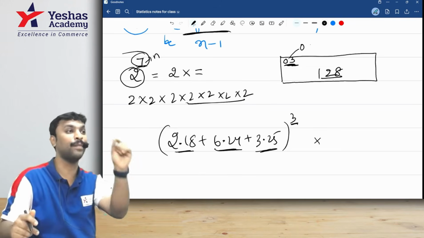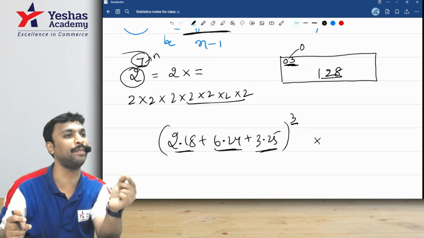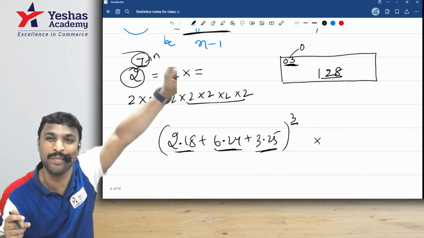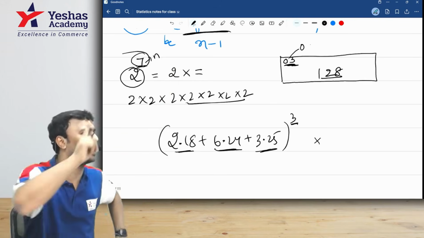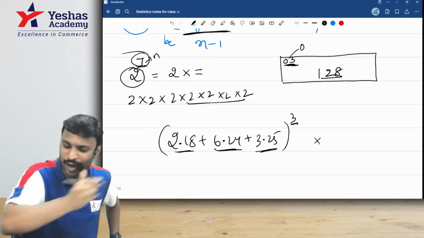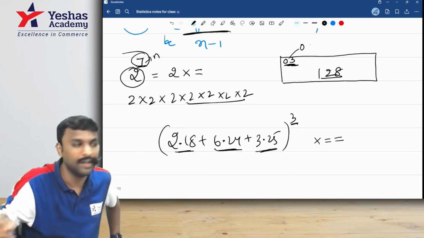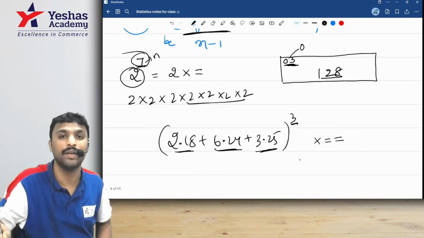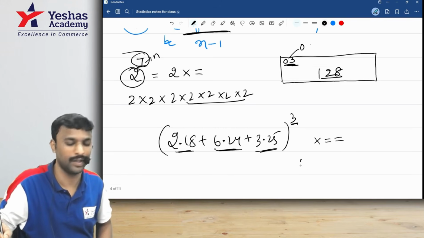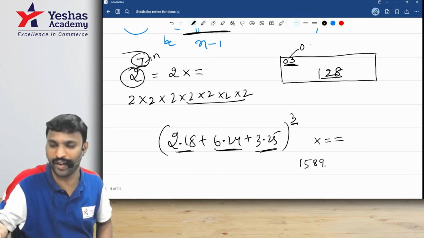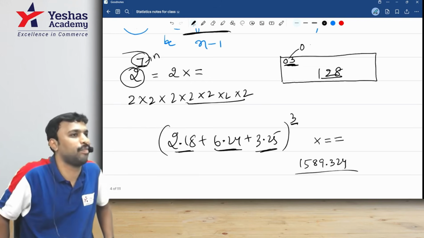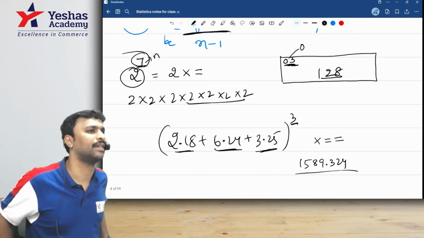2 times. The number of times you have to press the equal to button should be 1 less than the power. When you're taking the counter reference, it should be 1 more than the power. Are you getting the difference? So how many times do you have to press equal now? 2 times. So what is the result of this? 1589.32. Have you all got this?